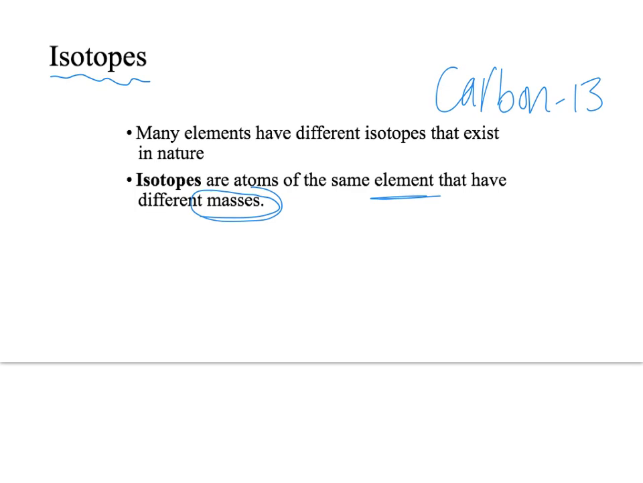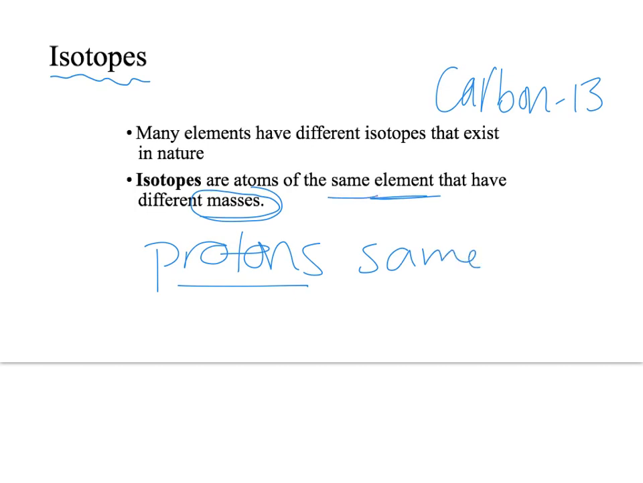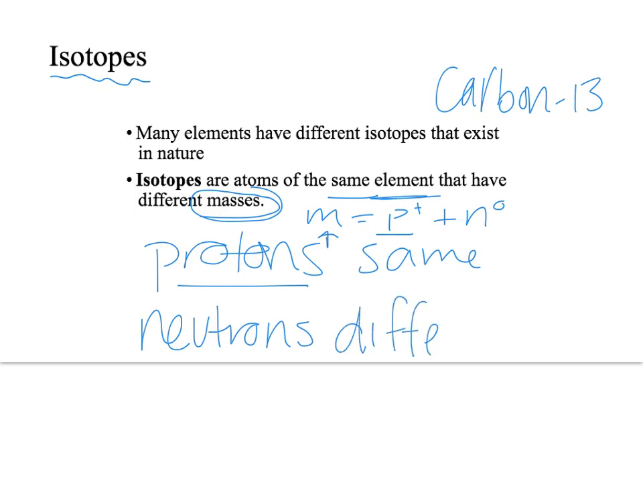If we have an atom of a certain element, remember that the protons are what will tell you what element you're talking about. So your protons have to be the same in your isotopes because you're talking about that same element. Remember too that our mass is equal to protons plus neutrons. So if protons stay the same but your mass is what's different, then our neutrons are what are different in isotopes. So isotopes are atoms of the same element that have different masses and therefore different numbers of neutrons.